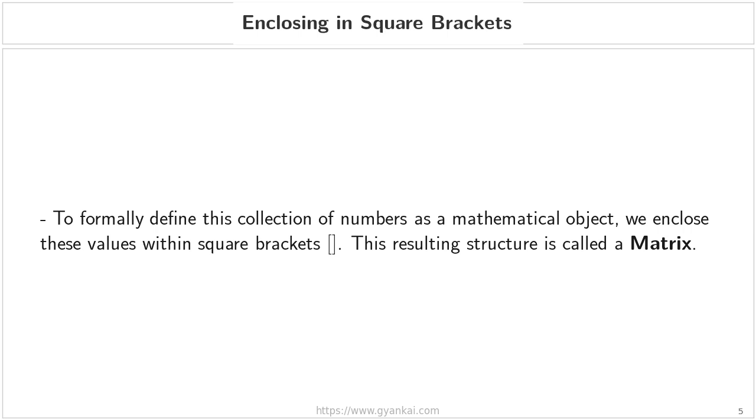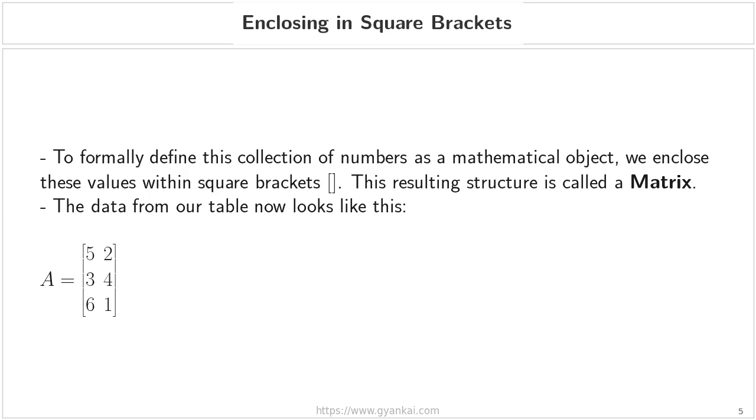Enclosing in square brackets. Now that we have stripped away the descriptive labels, as we saw in the previous step, we need to formally define this collection of numbers as a mathematical object. To do this, we simply enclose these values within square brackets. This resulting structure is what we call a matrix. Let us look at how the data from our stationery table is now represented.